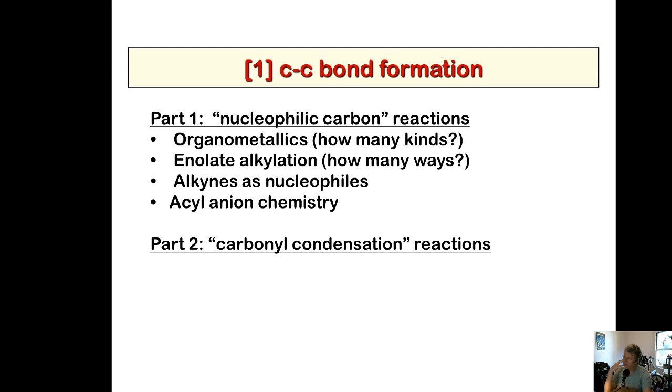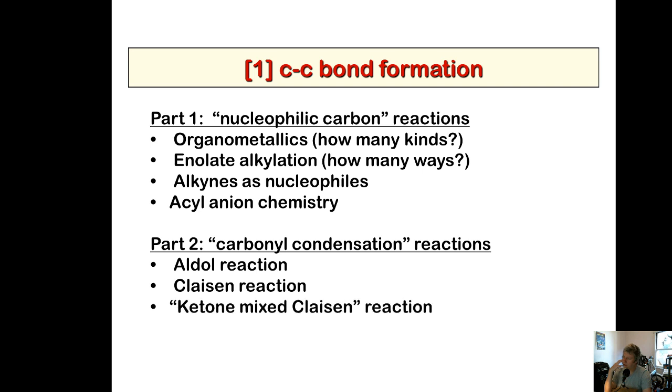Okay, and then we have another section for C-C bond forming reactions, carbonyl condensation reactions. So these are things like the aldol reaction and the Claisen condensation, etc. So the aldol is one. The Claisen, kind of a newish one for you guys. There's something called the ketone mixed Claisen, which is a variation on the Claisen. Remember, a Claisen is a reaction of two esters, where it could be a diester, like an intramolecular Claisen. The ketone mixed Claisen is usually a ketone and an ester, and they react, and you get a different product.